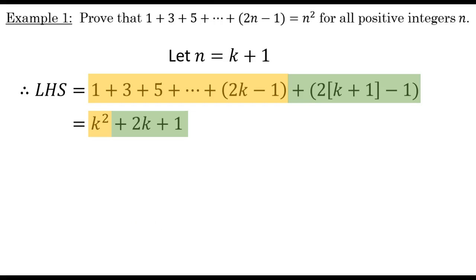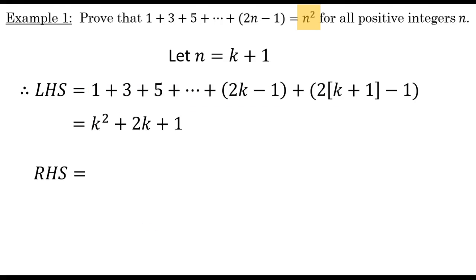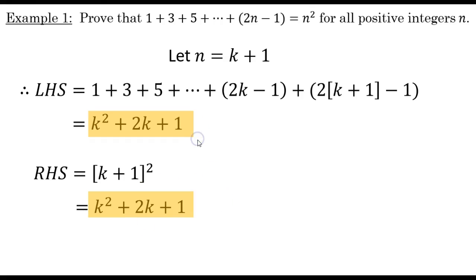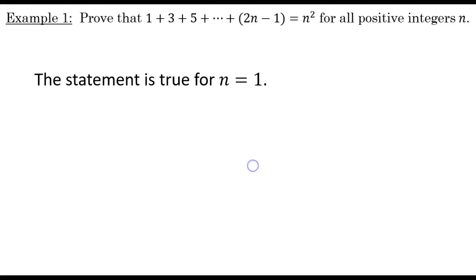Now that's a pretty neat expression for the left-hand side. We see a quadratic there, and we could probably factorise it, but I'm okay there. k squared plus 2k plus 1 is the left-hand side. Now we'll look at the right-hand side, which is n squared. If n is equal to k plus 1, then the right-hand side is k plus 1 squared, which is k squared plus 2k plus 1, which we'll now recognise is the same as the left-hand side that we've just evaluated. So, left-hand side equals the right-hand side, and now we move into our concluding statement.